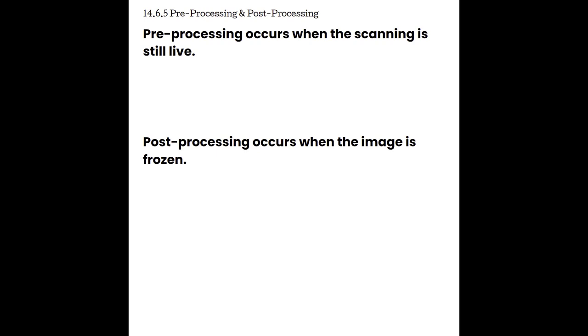Post-processing is then going to occur when the image is frozen. So up until the image is frozen, the information regarding the scan lines is just, again, continually written over and over again. Once you freeze the image, the machine stops acquiring information and the scan converter switches into read mode. During read mode, the information is what it is. It really can't be changed unless you're performing post-processing functions.